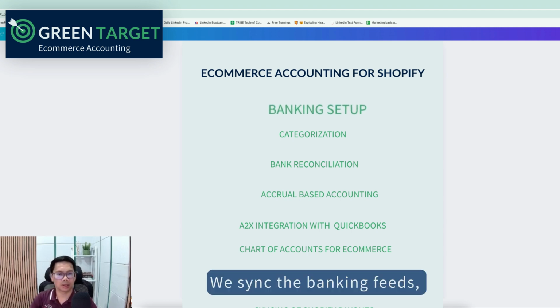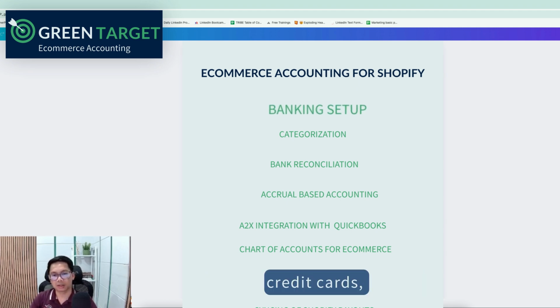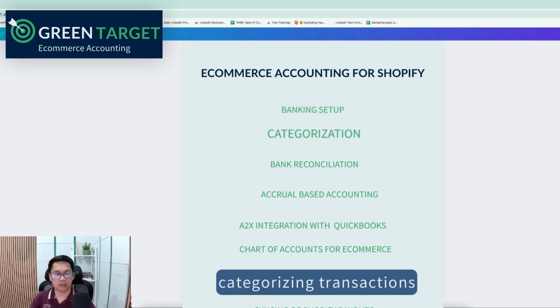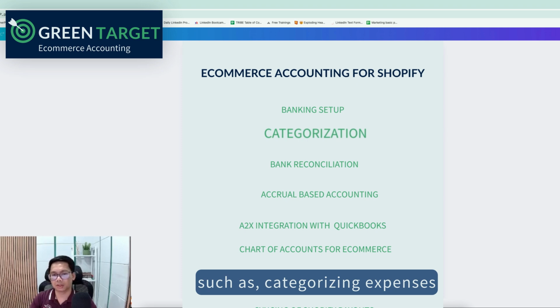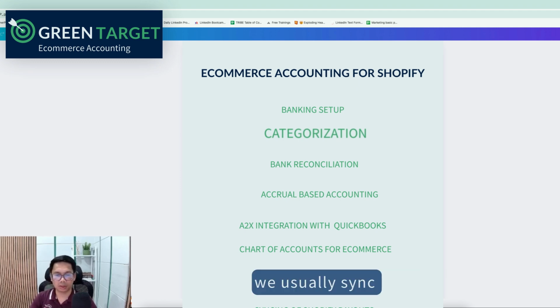We sync the banking feeds, credit cards, the bank accounts, the PayPal if there is any. And then we move to categorizing transactions, first categorizing the expenses, categorizing bank transfers, except for the payouts or settlements deposits. For payouts and settlements deposits, we usually sync the Shopify sales or the Shopify payouts and then match it to the Shopify deposits that are coming to the bank feeds.